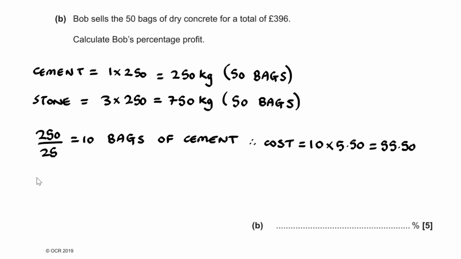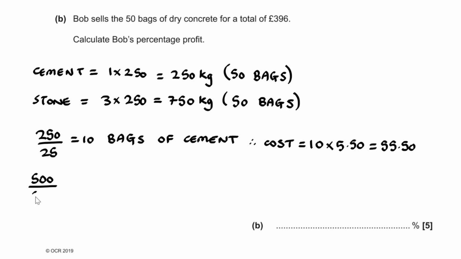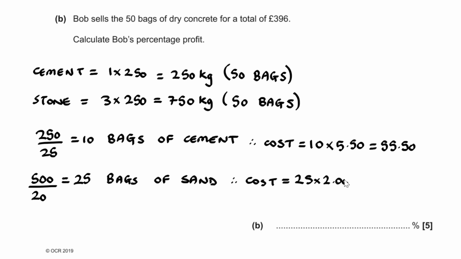And similarly for sand, we would have 500 divided by, so we've got the 500 from here, divided by 20, which is 25. So we've got 25 bags of sand, and therefore the cost for this is equal to 25 multiplied by, if we go back to the table, £2. So here we've got £50.